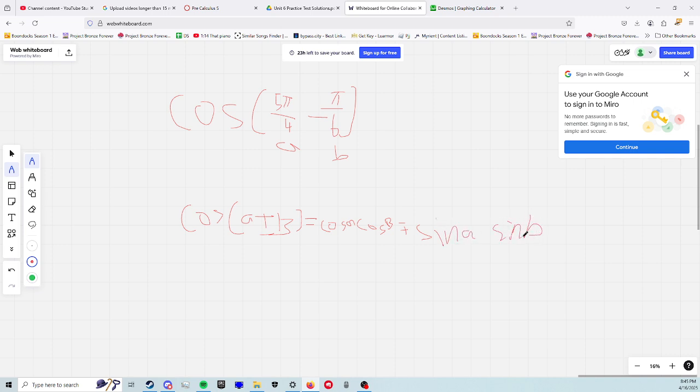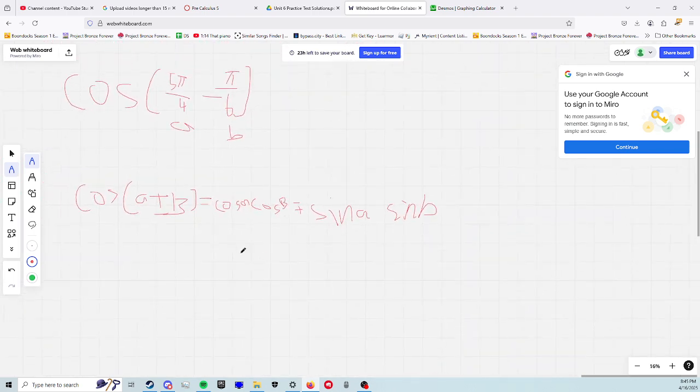And then we put it in simpler terms. What we're doing is cosine 5 pi over 4, cosine pi over 6, plus, not minus, plus, make sure, sine 5 pi over 4, sine pi over 6. So then let's go to the unit circle.